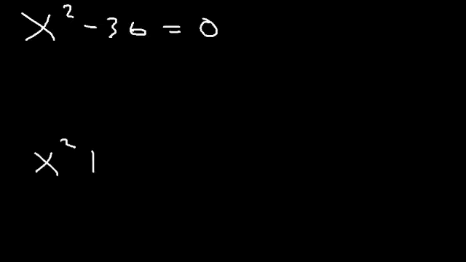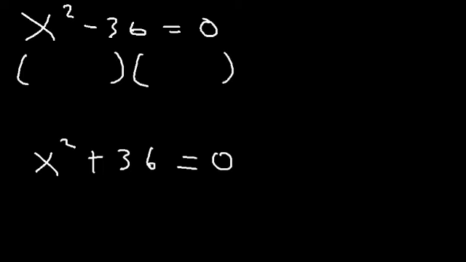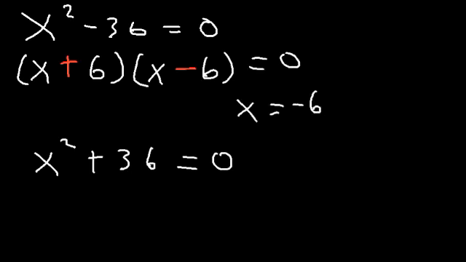So let's say if you have two equations, x squared minus 36 is equal to 0, and also x squared plus 36 is equal to 0. What would you do to solve for x? In the first example, we can factor it using the difference of squares method. The square root of x squared is x. The square root of 36 is 6. One will be positive and the other will be negative. So therefore, x is equal to negative 6 and positive 6.